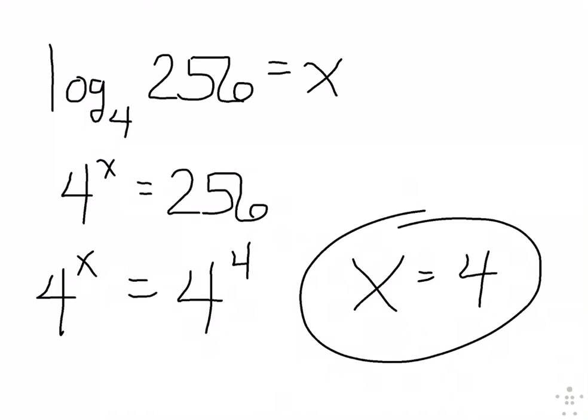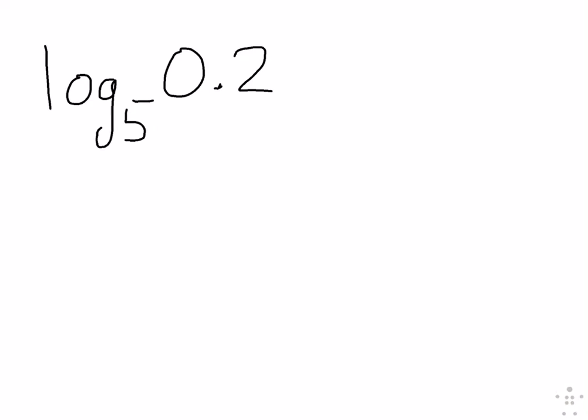Not too bad? Okay, now I'm going to throw a little bit of a wrinkle at you, but it's still the same stuff. No groaning. That says log base 5 of 0.2. Okay, so again, same directions. You're going to set it equal to x. Now rewrite it. What would I have? 5 to the x equals 0.2.